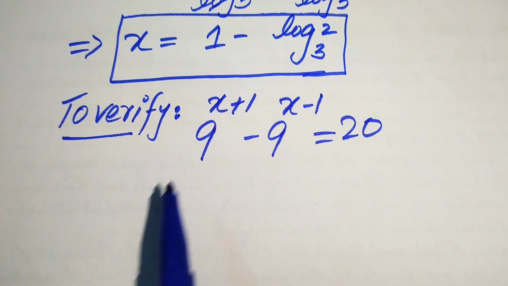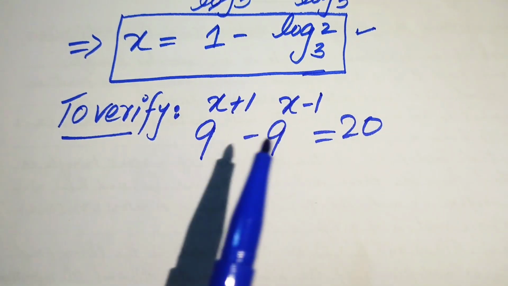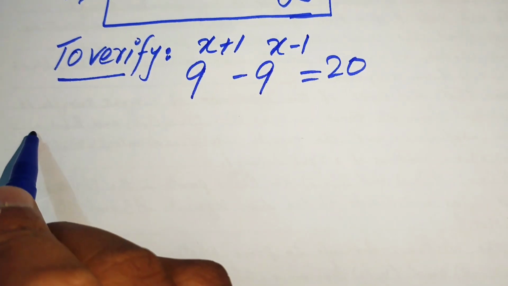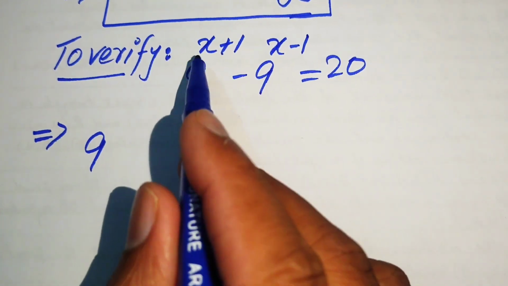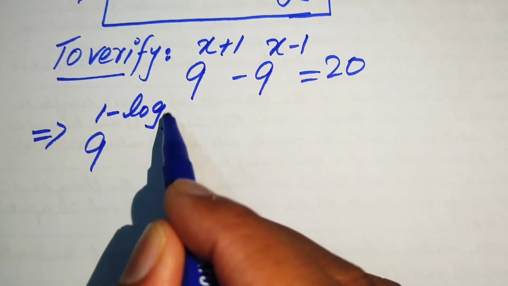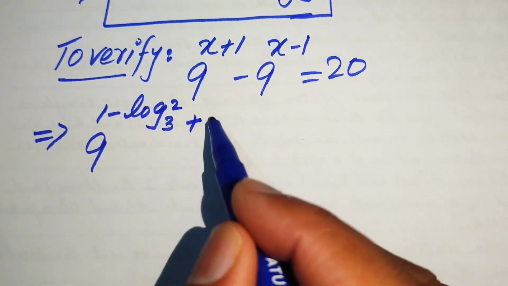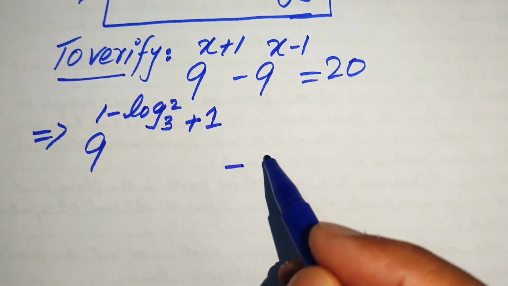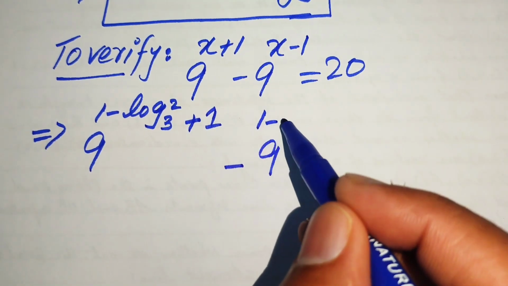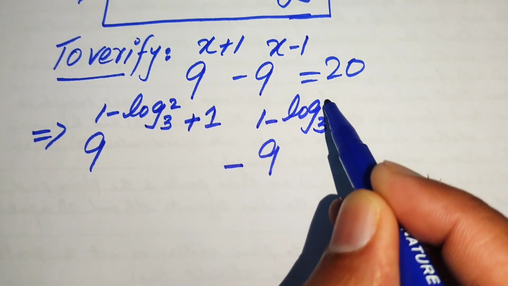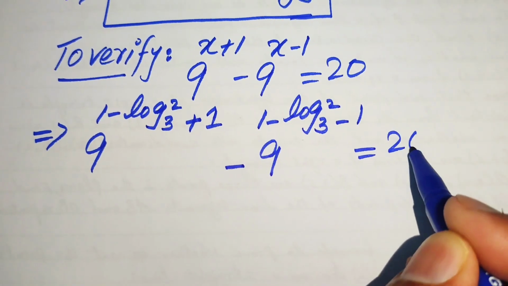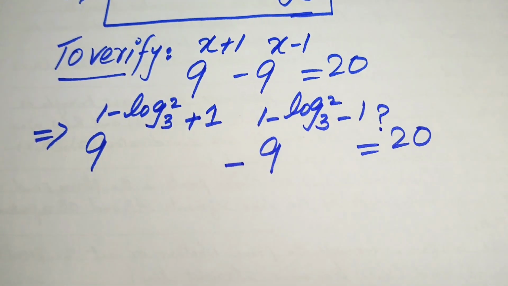And here we substitute this value of x in the left hand side, and we check whether the left hand side equals the right hand side or not. First we substitute the value of x here, and it is written as 9 to the power of 1 minus log base 3 of 2, plus 1, and minus 9 to the power of x minus 1. Here we again substitute the value of x, which is 1 minus log base 3 of 2, and this is minus 1, and this whole expression equals 20, and we check whether this equals 20 or not.